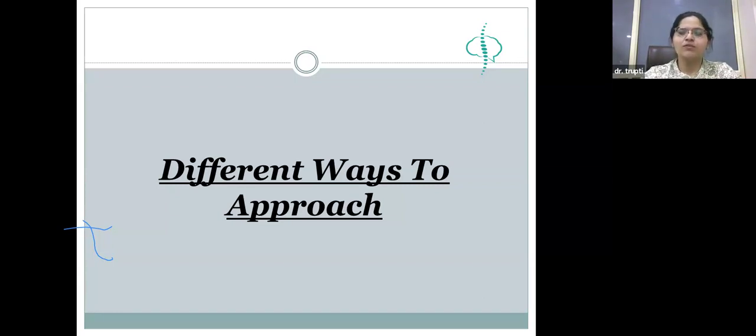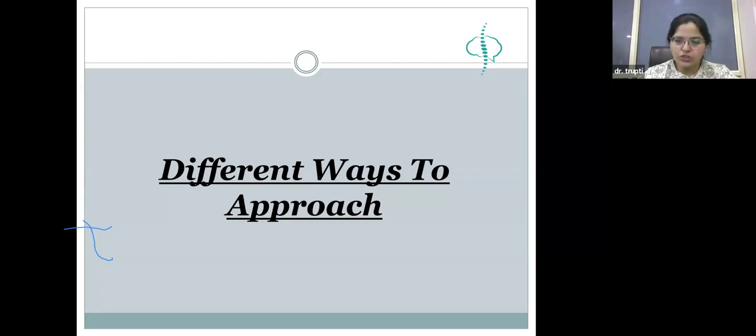So as a physio, we can assess the thing in more detail. We can do the correction, because there will definitely be an underlying dysfunction. We can correct it, which can cause a permanent relief of the symptoms on the nerve, like compression of the nerve. So here we need to do a detailed assessment, and we have to treat the patient in a proper way so that the symptoms don't reappear.